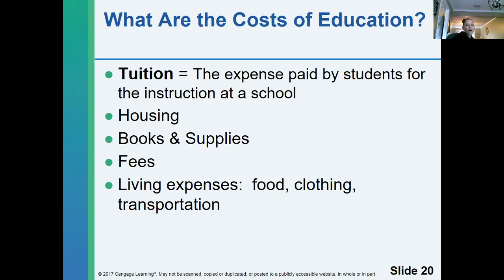Other costs that aren't always thought about are housing, books and supplies, different fees, and then living expenses: your food, your clothing, your transportation. If you're just going to a junior college and living at home, you don't have most of these expenses. Your parents may likely still pay for your housing, your food, possibly clothing, transportation. But if you're out on your own, these are all things you have to think of when you're in college.